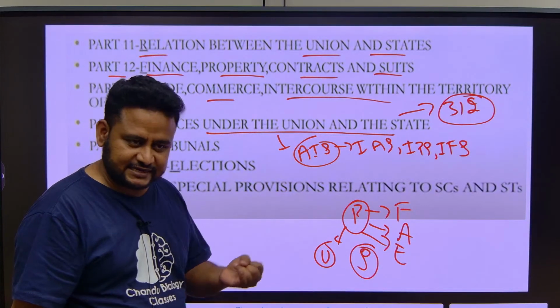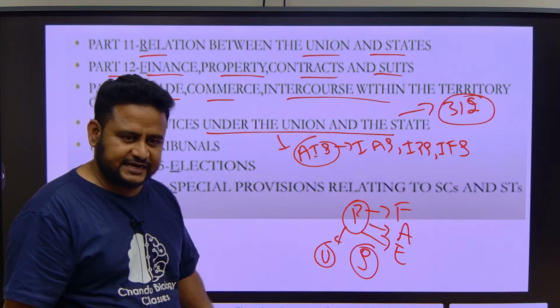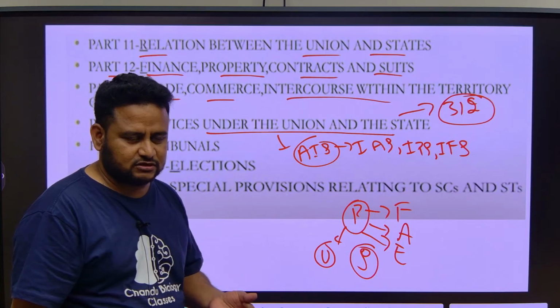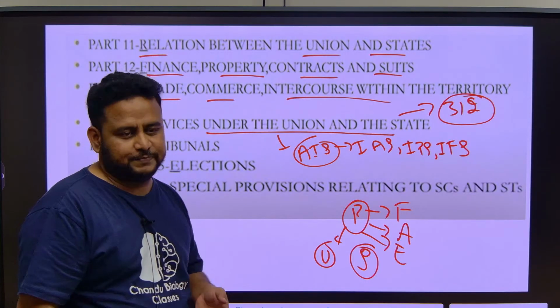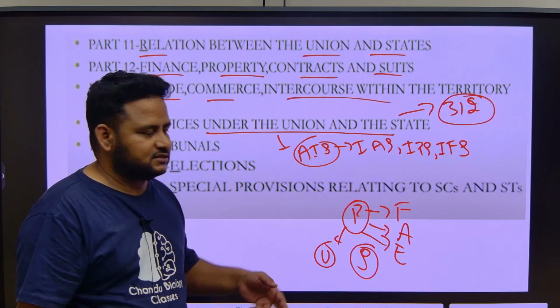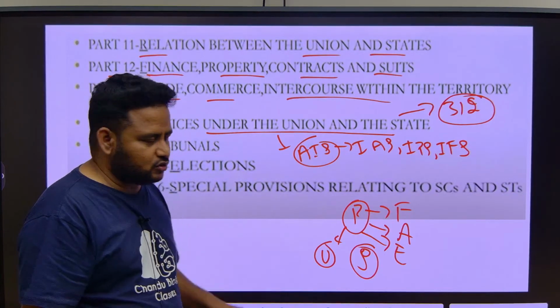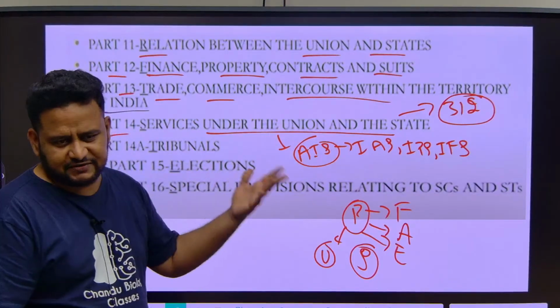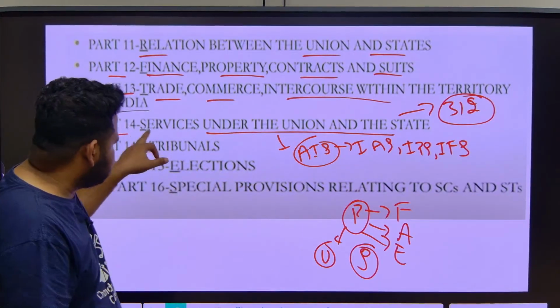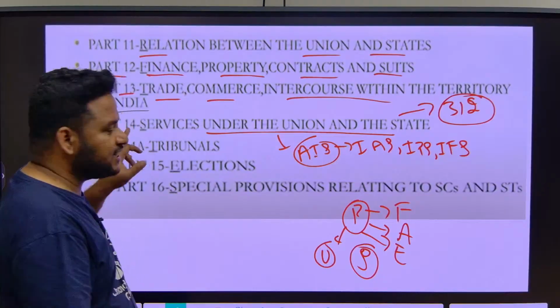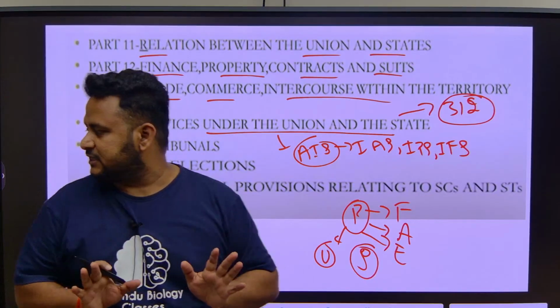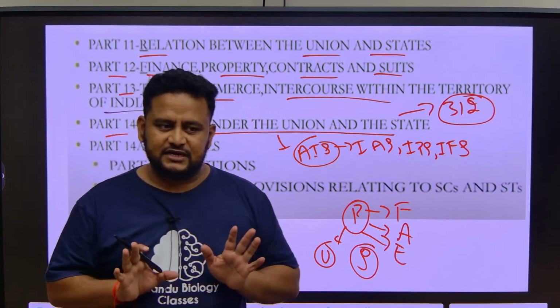Central services like IRS, IDAS, IAAS, Indian Audits and Account Service. There are various Group A and Group B services. They are called central services. These are called All India Services. So no need to go in depth about it. I just give an idea. So services under the union and state is contained under part 14. Contained under which part? Part 14 of the Indian Constitution.